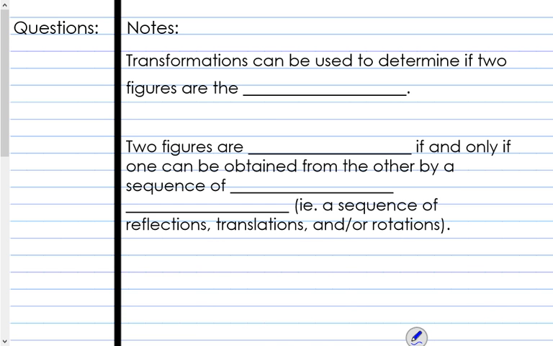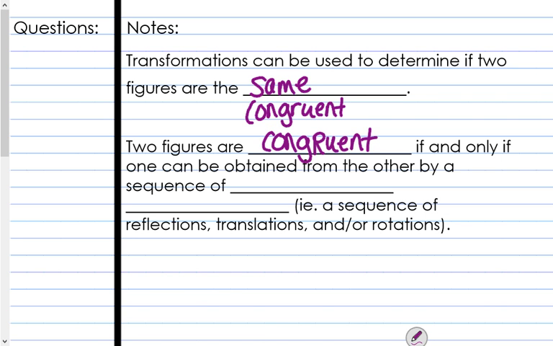Transformations can be used to determine if two figures are the same, or we could say if they are congruent. Two figures are congruent, which means equal or the same, if and only if one can be obtained from the other by a sequence of rigid motions. And remember, those rigid motions are those transformations that do not change the shape or size.